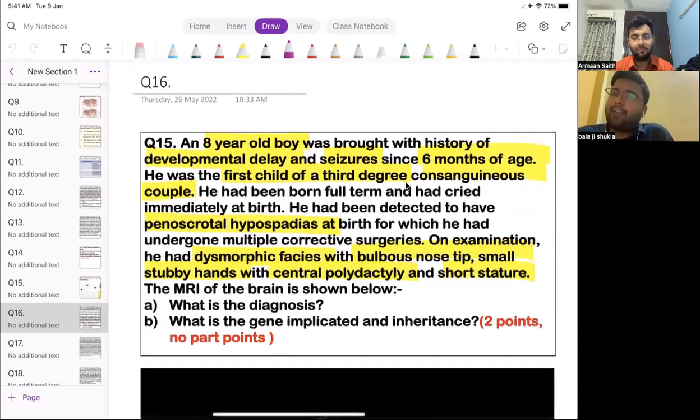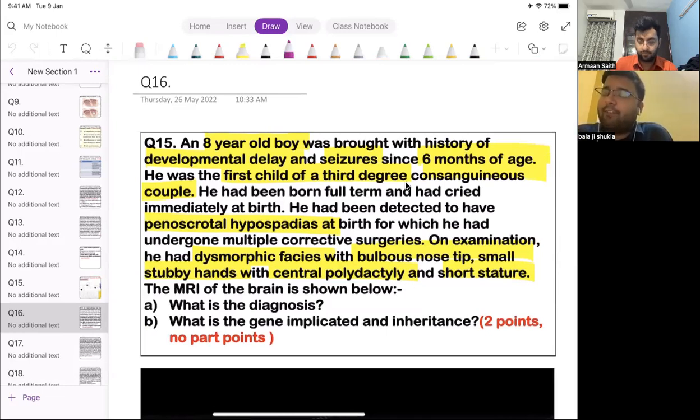Now we have a clinical case scenario. There is an 8-year-old boy presenting with history of developmental delay and seizure since 6 months of age. He is the first child of a third-degree consanguineous couple presenting with penoscrotal hypospadias, dysmorphic faces, bulbous nose tip, small stubby hand, and central polydactyly with short stature.